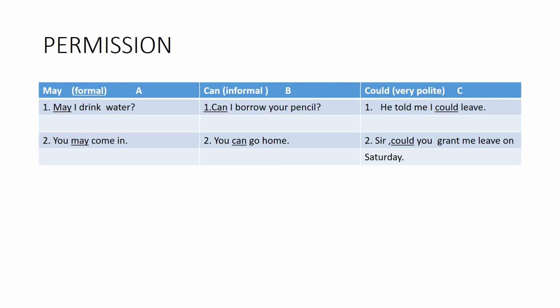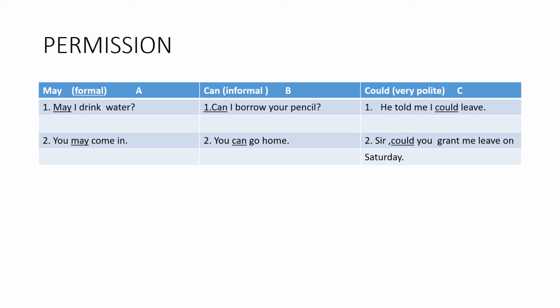The table shows the modals may, can, could. They ask for and express permission. In column A, may I drink water? You may come in. These suggest permission which is formal.